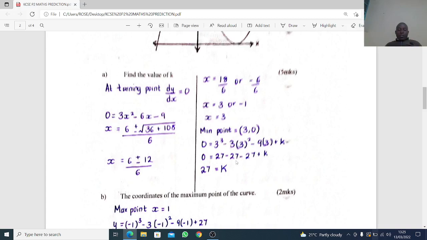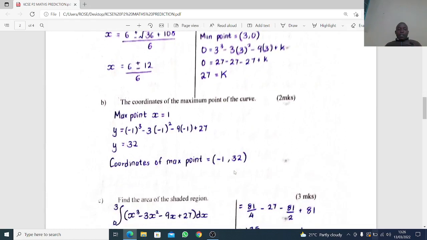So that means 27 minus 27 is 0, and 0 minus 27 is negative 27. If we bring this to the other side, then k equals 27. K equals 27, and that is what we were asked to find. So that is how you find the value of k.